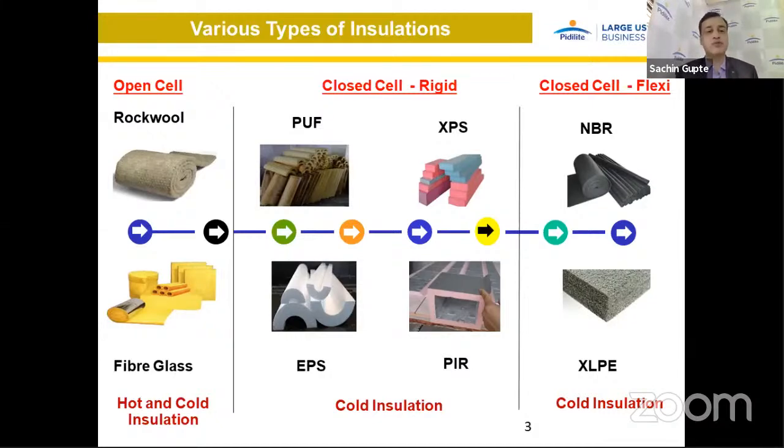There are typically three types of insulations available. First is the open cell, which comprises rock wool and fiberglass, typically used for hot and cold insulation. Second is closed cell rigid insulations, the likes of PUF, XPS, EPS, and PIRs. EPS is also called thermocol. And the last are the market leaders, pretty dominant in the last few years, called closed cell flexi insulations, which comprise nitrile rubber and XLP. Closed cell rigid and closed cell flexi are dominantly used in the cold insulation segments.